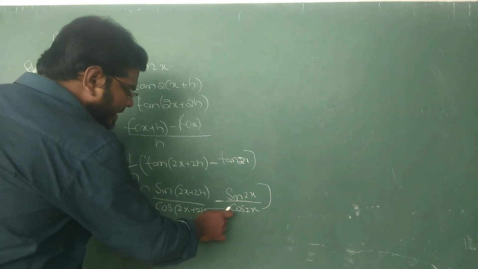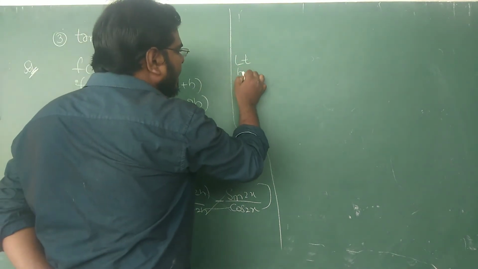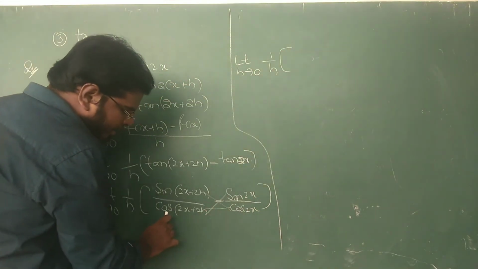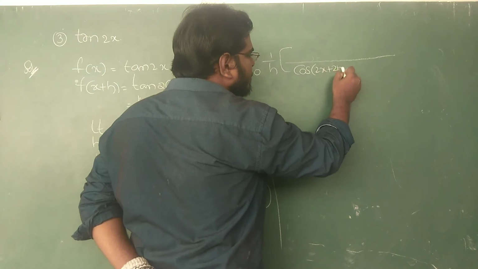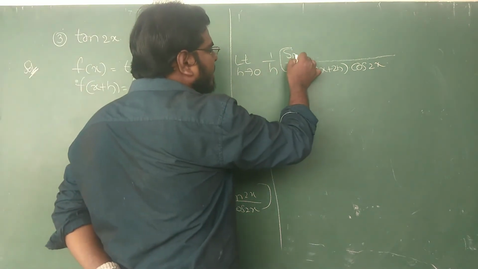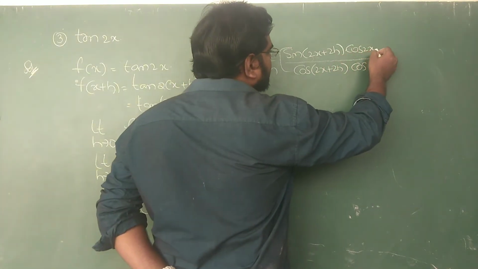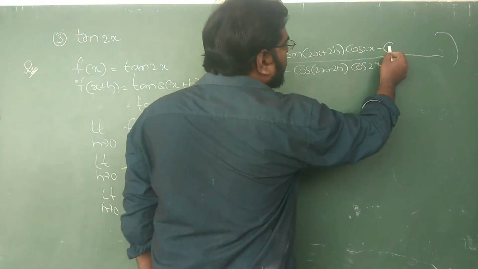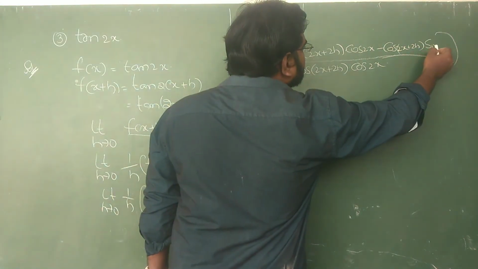Now take the crisscross. Limit h tends to 0, 1 by h, the denominator is cos of 2x plus 2h into cos 2x, and here sin of 2x plus 2h into cos 2x, minus, and here the same thing, cos 2x plus 2h into sin 2x.